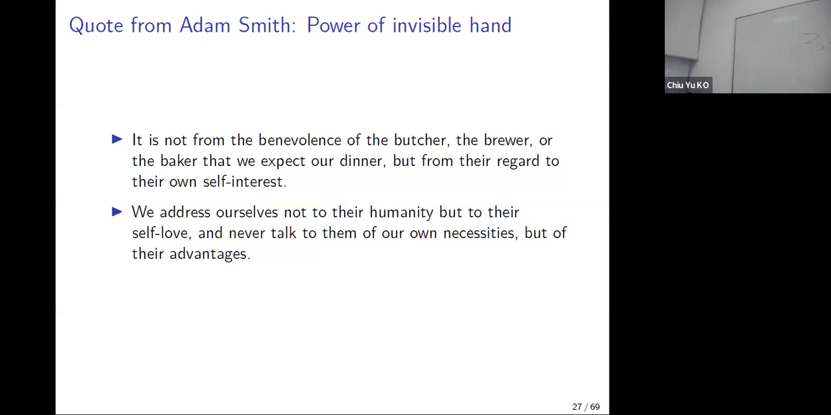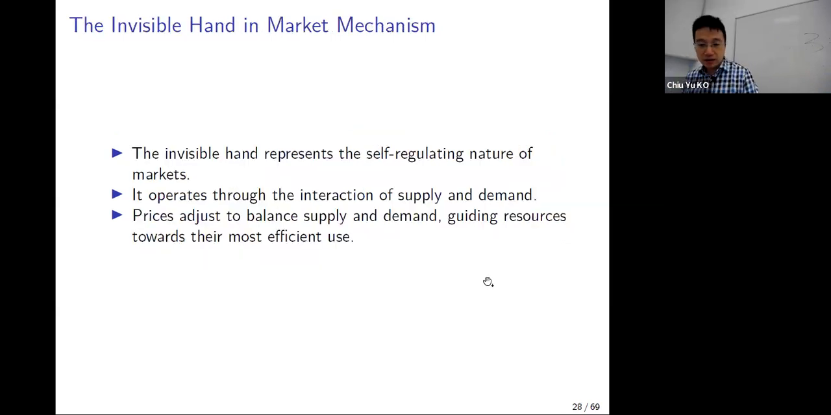Just like me, I'm teaching here. It's not that I'm benevolent, giving a free lecture, right? I got paid, so I'm here. Why are you here? Because you pay to come to this course, so not everyone can join. So there's something we care about.